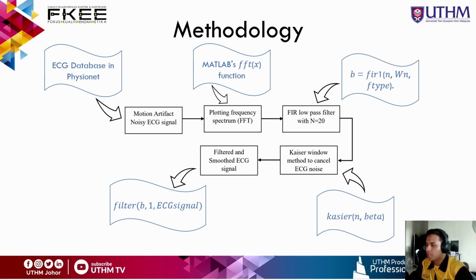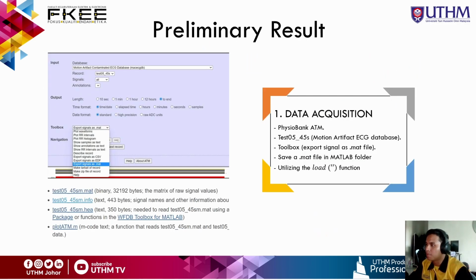For the fourth one, the Kaiser window method to cancel ECG noise. To implement the Kaiser window in MATLAB, I will use the kaiser and beta function. Last but not least, I will filter and smooth the ECG signal using the filter(b, 1, ECG signal) command. For my PSM1, I only filter and smooth the ECG signal until I get the best result. So this is my preliminary result.